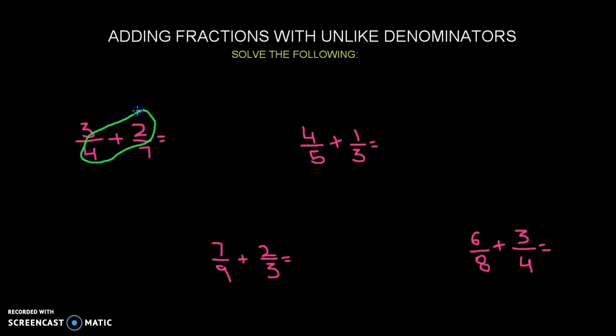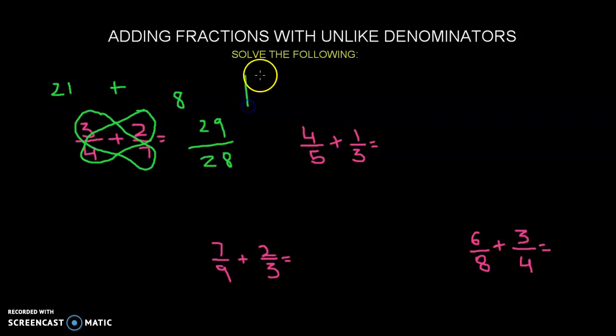So my way is multiplying these two in a butterfly way. So 4 times 2 is 8, 7 times 3 is 21. So we add these two together, we get 29, and then we take the LCM of 4 and 7, which is 28. And our answer will be 128. That is our answer right there.